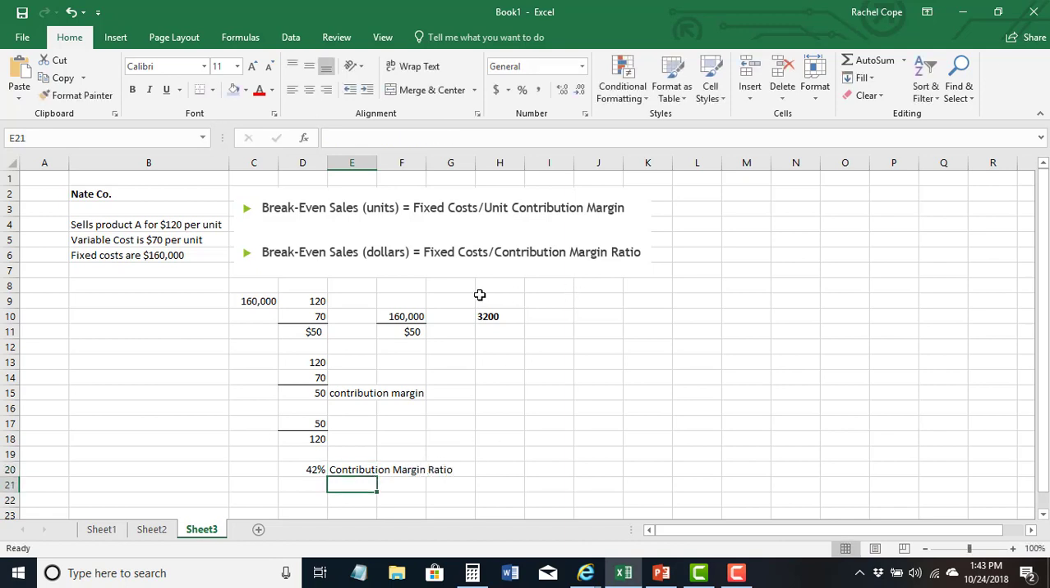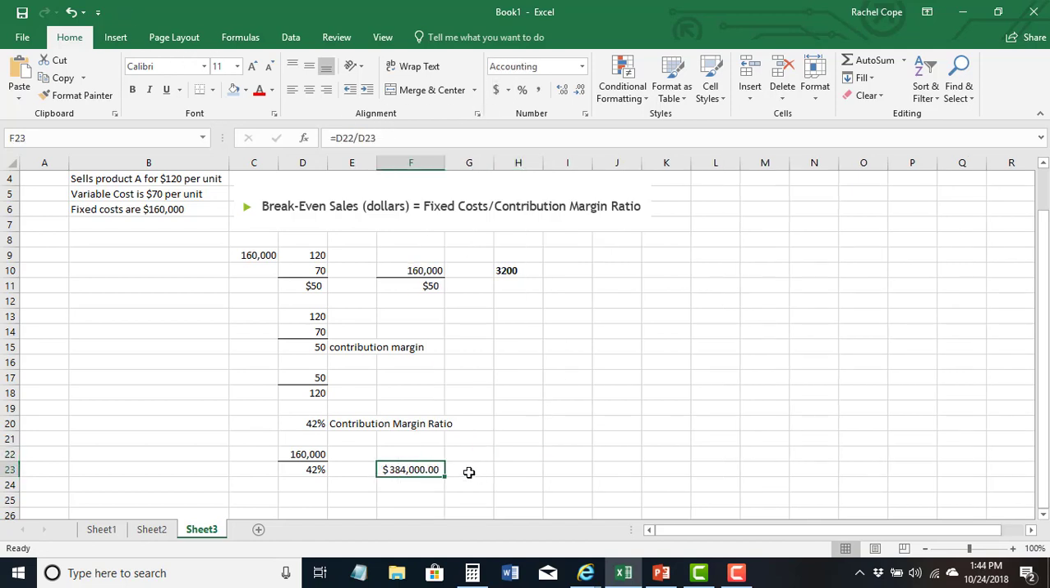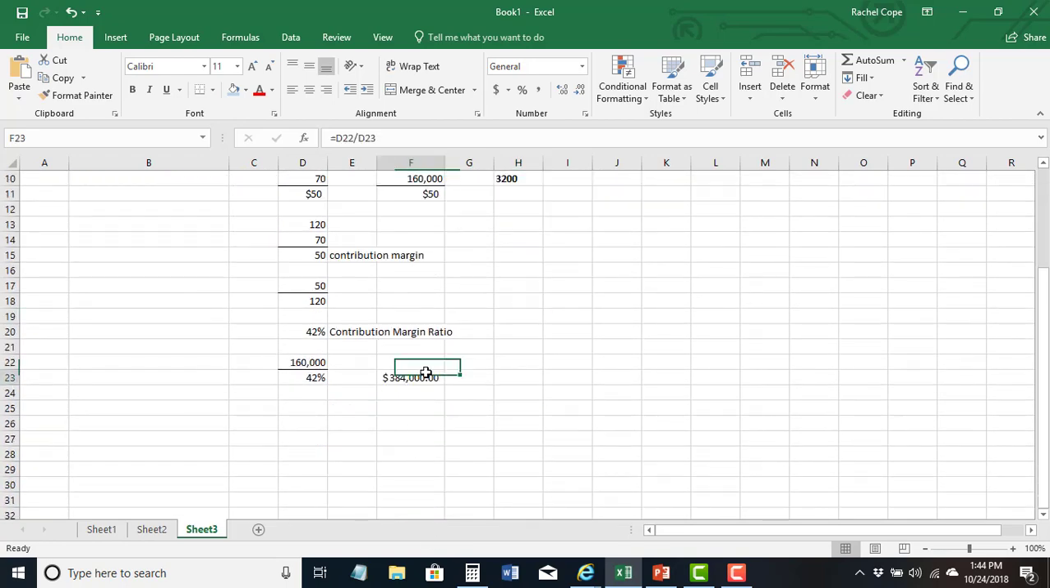So a little bit of work before we can do this one. Then we take our fixed costs for break-even sales in dollars and divide by the contribution margin ratio. The fixed costs are $160,000, and we divide it by that contribution margin ratio. So 160,000 divided by 42% gives us $384,000 that we've got to sell to break even in sales.